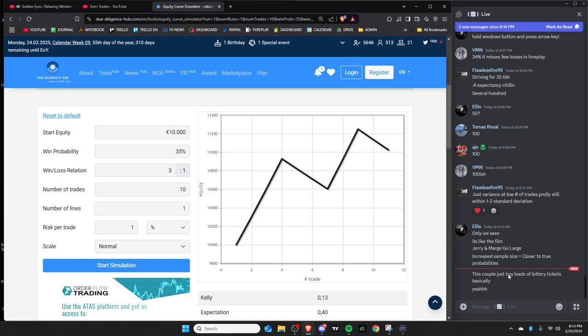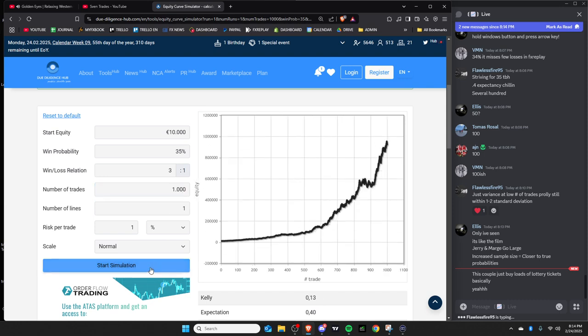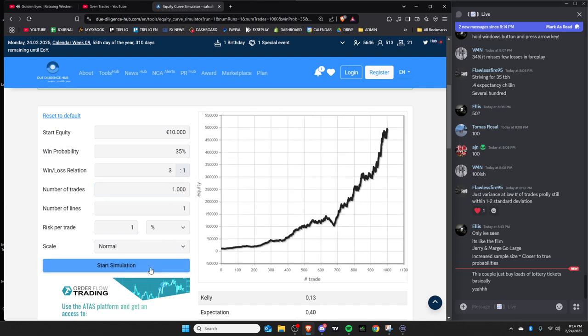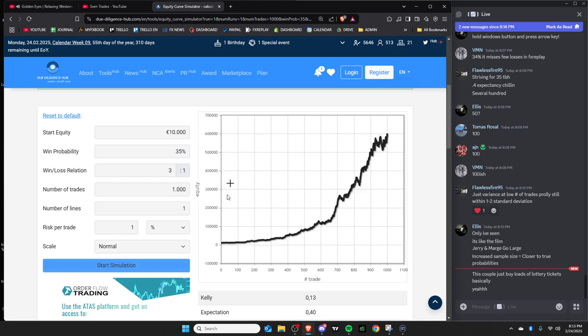But essentially, probabilities only play out if you're letting them play out with a large sample size. And that's why if we take 1,000 trades, every one of these simulations is going to turn out profitable. Same with the coin flip. You do a 50-50 coin flip 10 times, there's a small chance you're actually going to get 5 heads, 5 tails. You do it 10,000 times, you're going to get really close to that 50-50 number. So that's what I wanted to say.